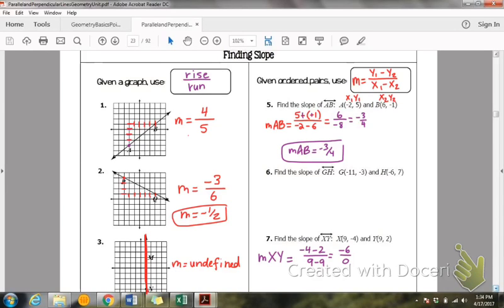So I'm getting negative 6 over 0. Is that what you guys are getting? Okay. But I don't leave it like that. I have to change it to say whenever we get 0 in the denominator, I know that this is really undefined, and I have to write that. Undefined.